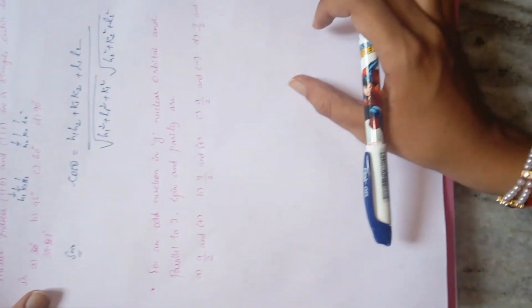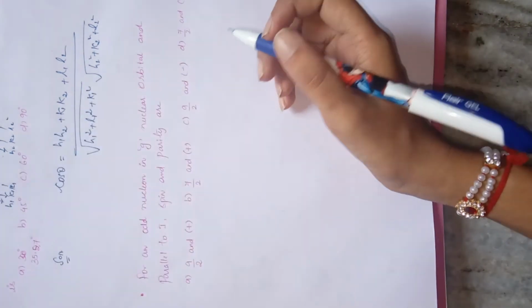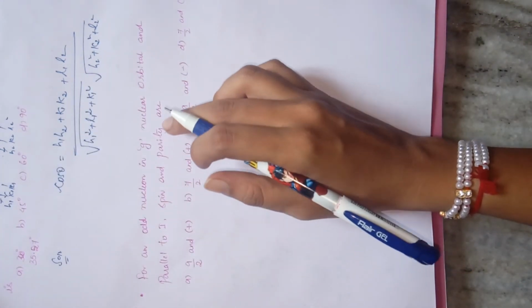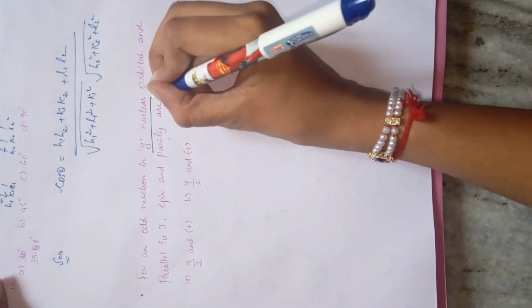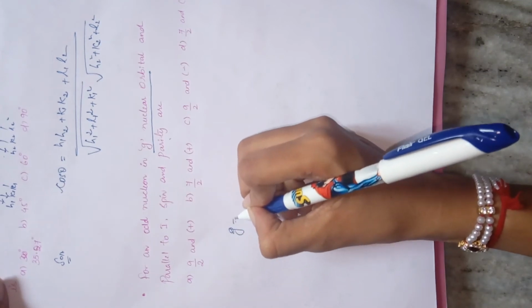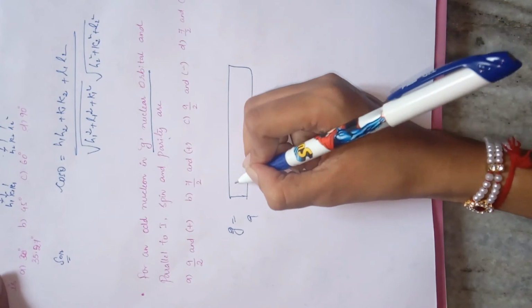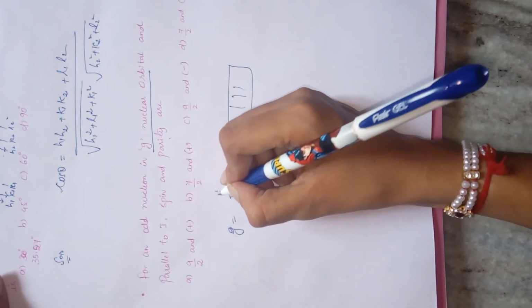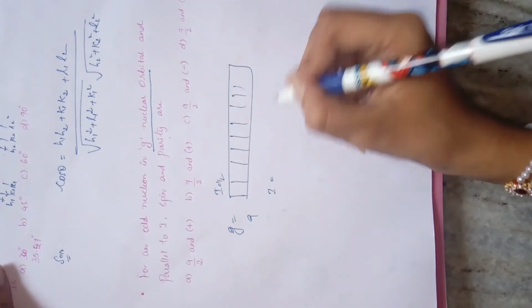Now, for an odd nucleon in G nuclear orbital, parallel to I, what are the spin and parity? So for an odd nucleon in the G nuclear orbital, how is the orbital splitting for G? There are 9 orbitals present, right? So for 9 orbitals, what is the spin value? 1 by 2 for each. So what is the total spin? 1 by 2 into 9, that is 9 by 2.